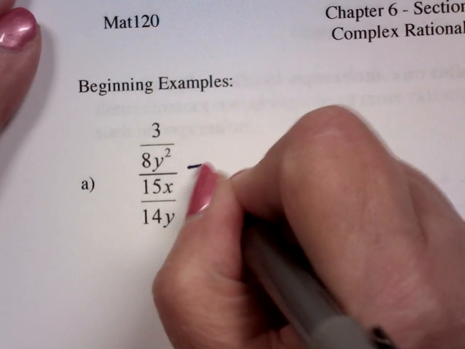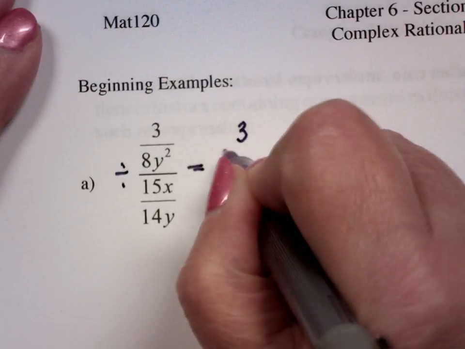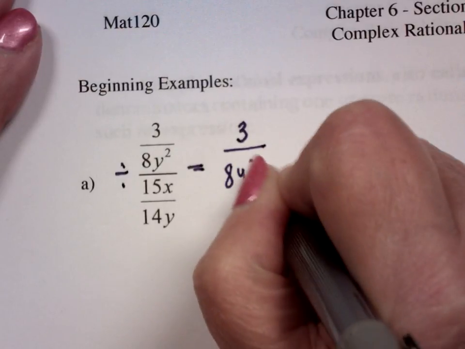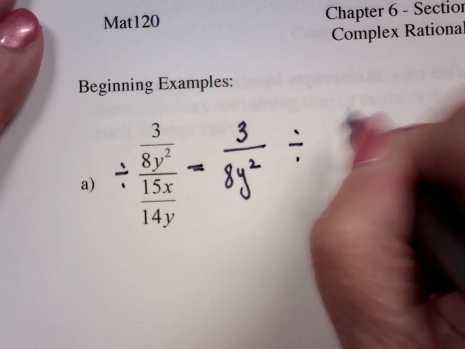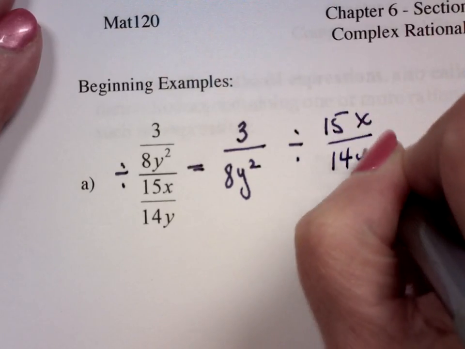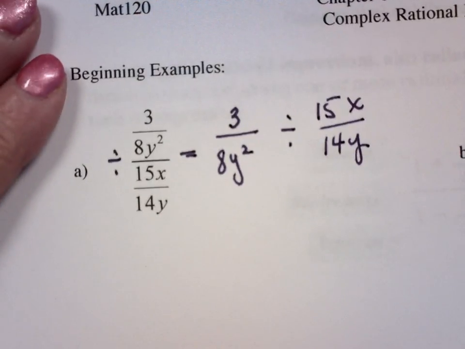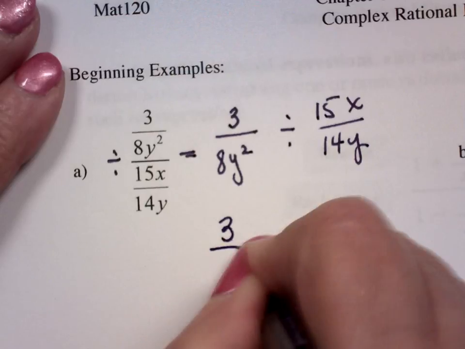So what is this? Here's your main division bar. So it really is 3 over 8y squared divided by 15x over 14y. That's what it says. So you invert and multiply.